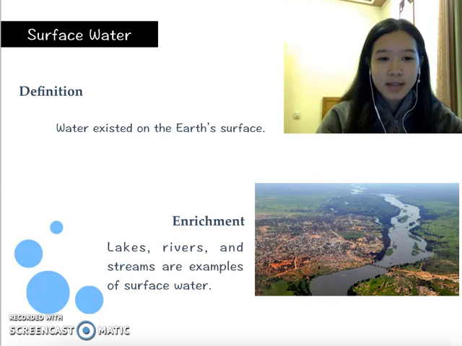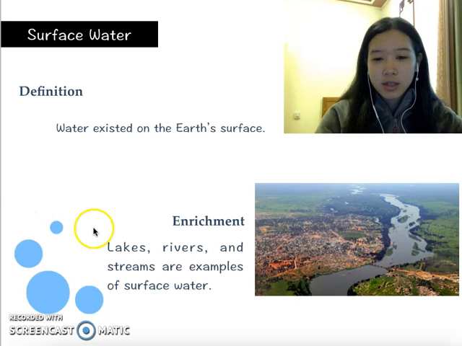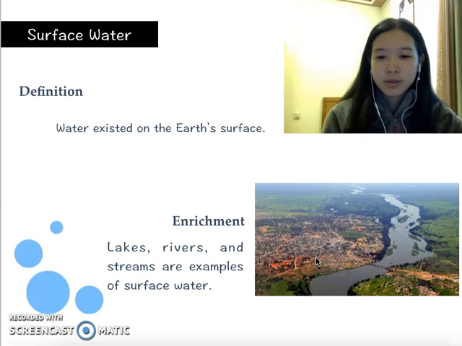Now let's look at the next word, surface water. The definition of surface water is water existing on the Earth's surface. So lakes, rivers, and streams are examples of surface water. And this picture is an example of surface water. It is the Nile River.